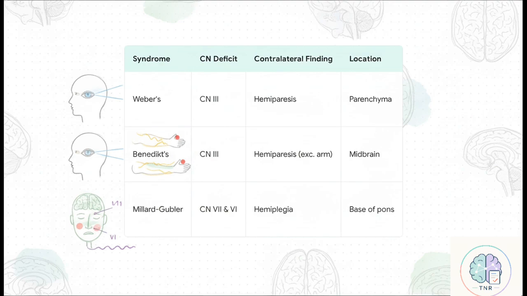Meanwhile, Millard-Gubler syndrome is situated way lower, in the base of the pons, usually from an ischemic infarct, so it completely bypasses the third nerve, and instead causes ipsilateral facial and abducens nerve palsies. That's cranial nerve 7 and 6, alongside the contralateral hemiplegia.